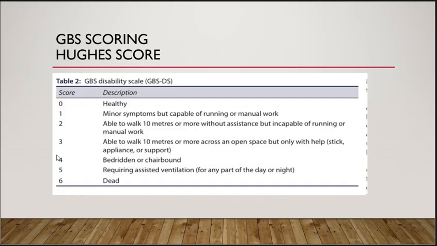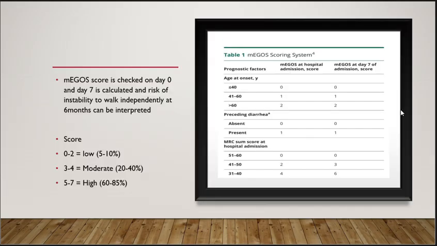Whenever the patient presents with a GBS disability score of 4, bedridden, immediate plasmapheresis or IVIG should be initiated, whereas score 5 requires assisted ventilation, and score 6 is death. There is also the modified Erasmus GBS outcome score, which can predict the outcome on presentation and again after 7 days, giving an idea of the percentage of patients who will do well after treatment. It includes age, preceding diarrhea, and MRC sum score.